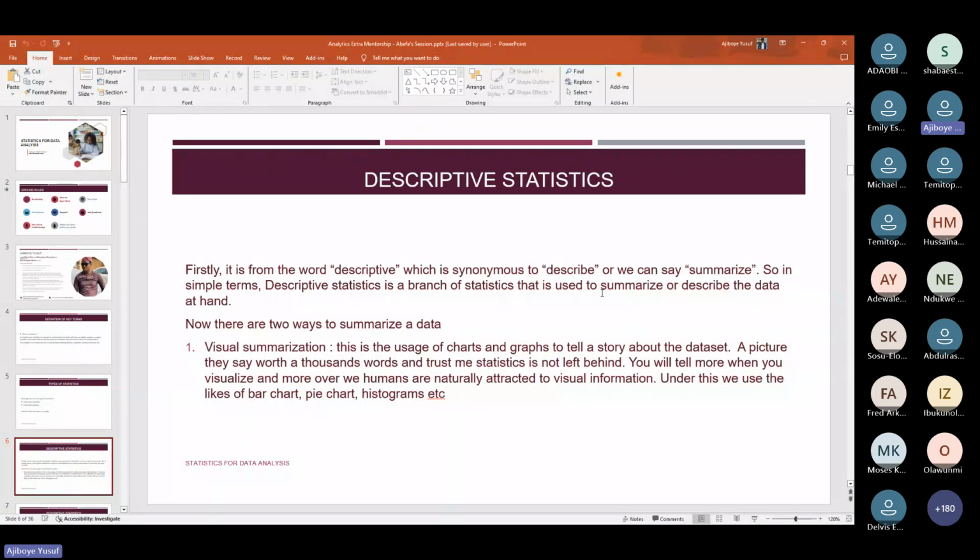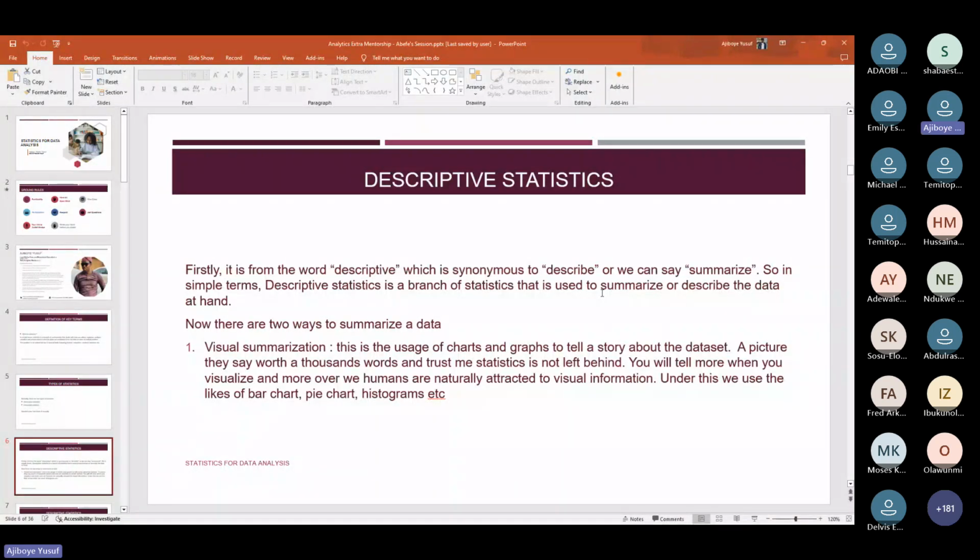So let me try to talk more on descriptive statistics first. Basically, after you can summarize your data with this, it has two aspects. Under descriptive statistics, we have the visual summarization. In this place we use charts to summarize our data sets. This is what we call data visualization.